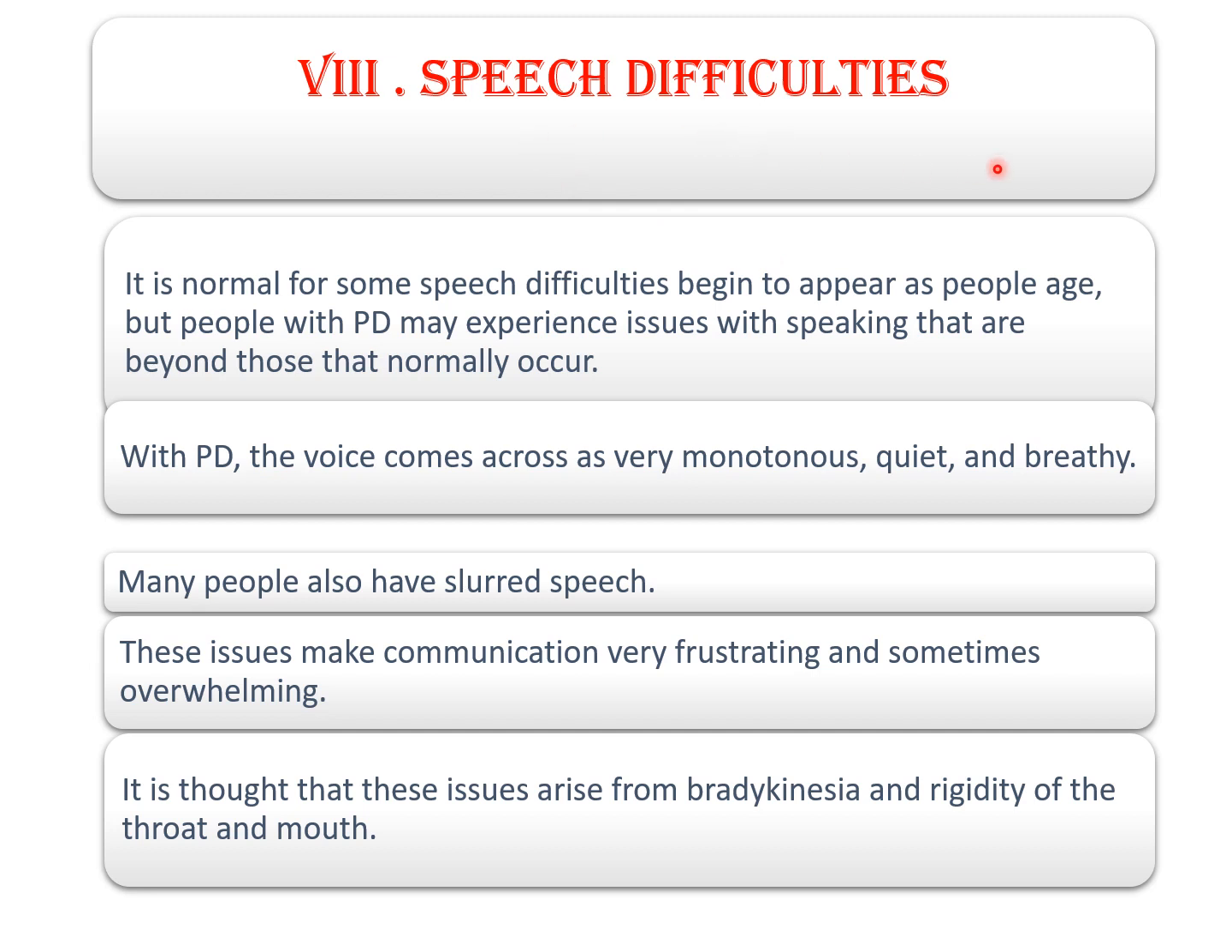Then speech difficulties. It is normal for some speech difficulties to begin to appear as people age, but people with Parkinson's disease may experience issues with speaking that are beyond those that normally occur. The voice comes across as very monotonous, quiet and breathy, and many people also have slurred speech. These issues make communication very frustrating and sometimes overwhelming, and it is thought that they arise from the bradykinesia and rigidity of the throat and mouth.